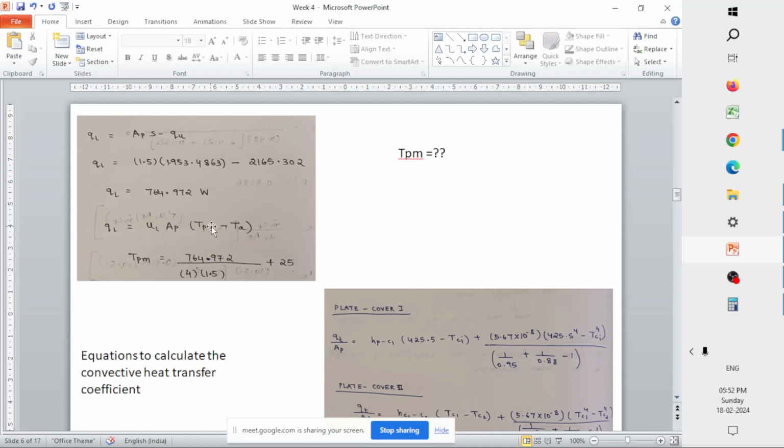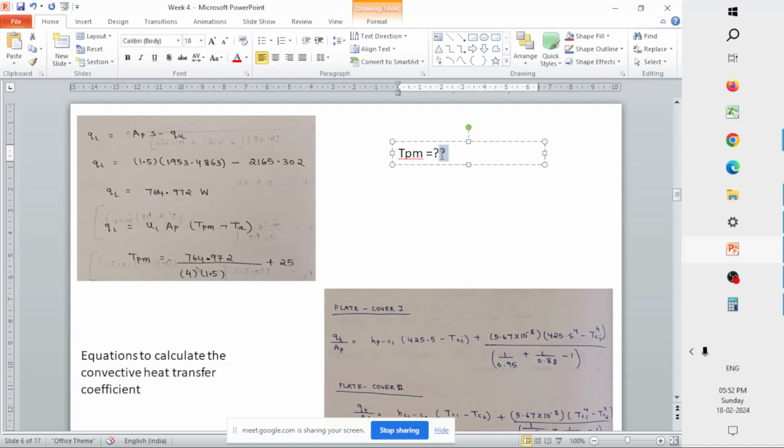So you have the absorber plate. For that plate you need to calculate what is the temperature of that plate. So the temperature of that plate will be 764 minus 0.972 divided by 4 into 1.5, plus TA. TA is nothing but your ambient temperature, that is 25 degrees Celsius. So what will be the value? Can anybody tell me what will be the value of TPM?